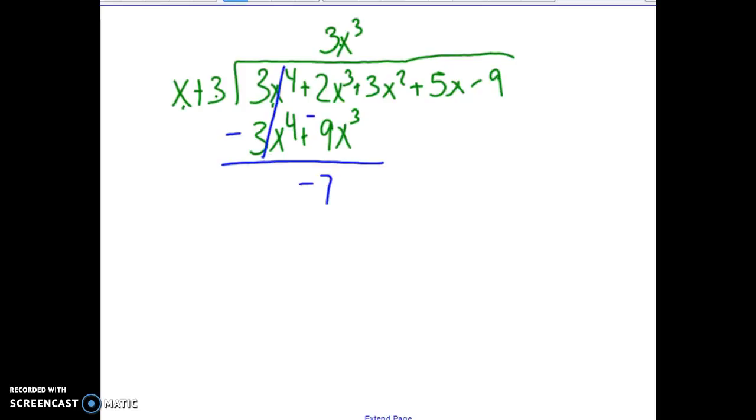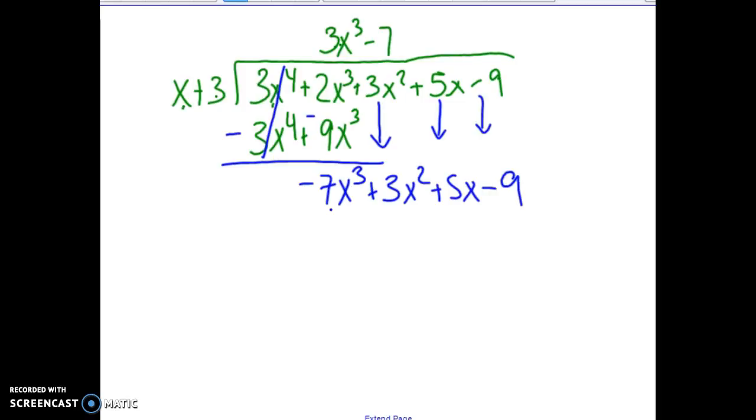Cancels, and I get negative 7x cubed. I bring down every last piece: 3x squared plus 5x minus 9. Then I say, what do I multiply x by to get negative 7x cubed? That would be a negative 7x squared. When I multiply, I get negative 7x cubed and a negative 21x squared.